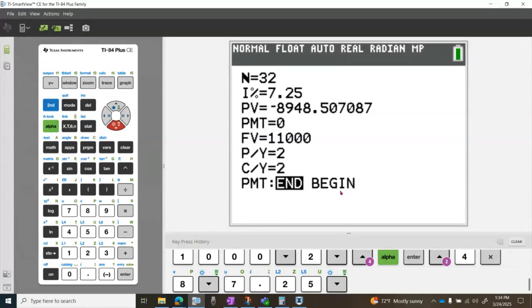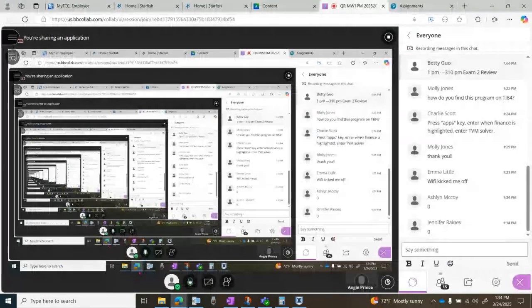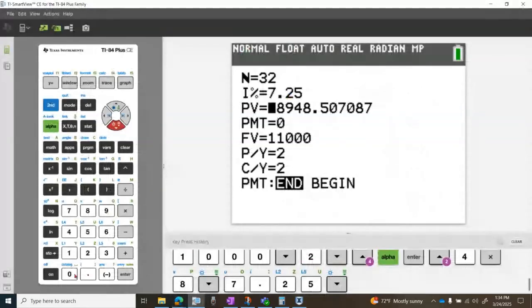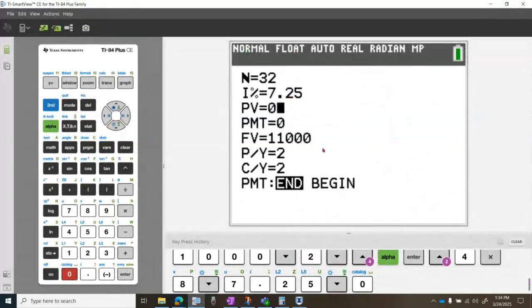Okay, I need you to tell me what's the present value for annuity. Let's see if you paid attention, if you still remember. Thank you, Jennifer. Exactly. For annuity, present value is 0. No money in the account until the end of the 3rd month. Until the end of the 1st quarter, your account is empty.